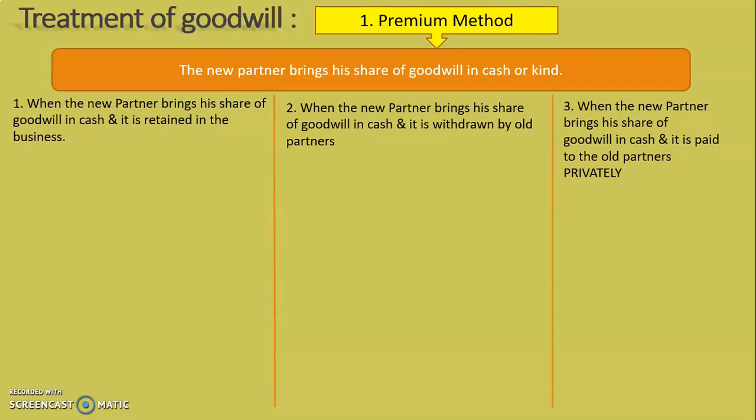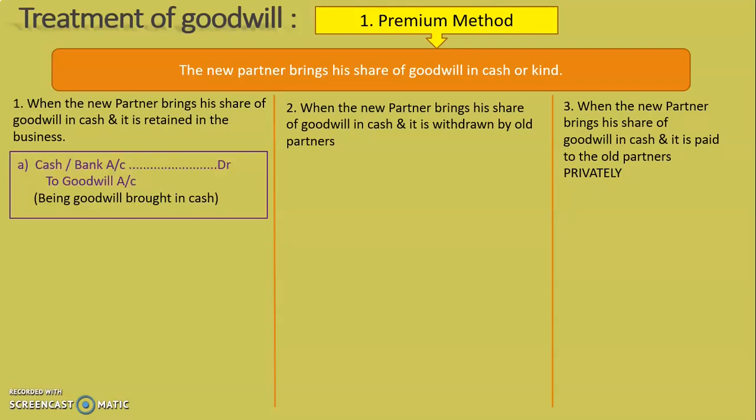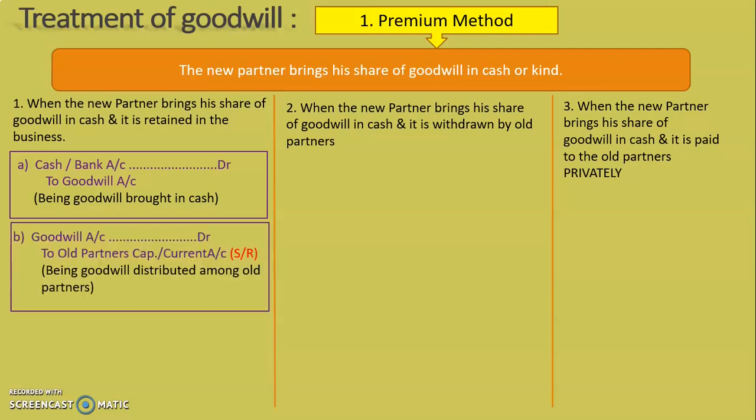Here, when the new partner brings cash as his share of goodwill, cash is coming in. So we have to debit cash or bank account and credit goodwill account. So our first entry, cash or bank account debit to goodwill. This amount of goodwill will be credited to the old partners' capital account. So the entry for this is goodwill account debit to the old partners' capital account.